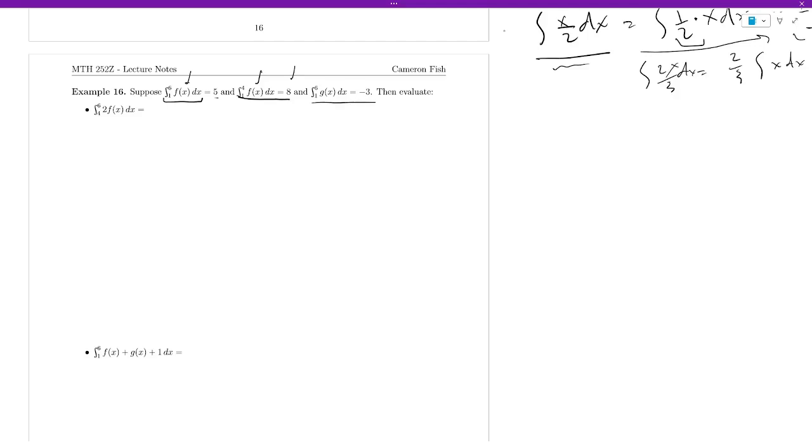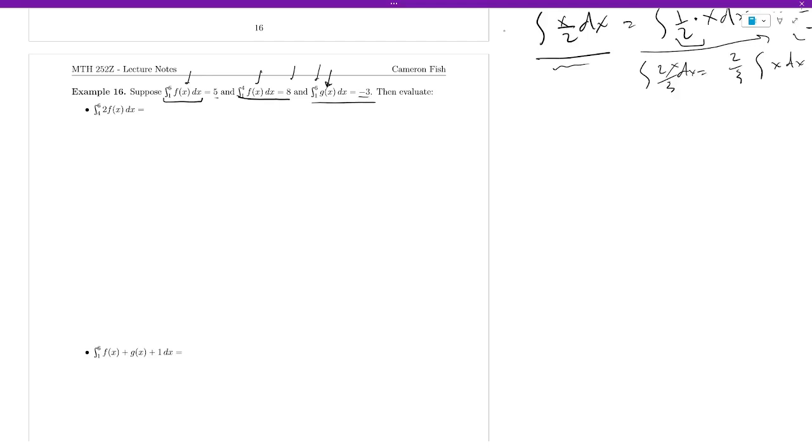And now this third one, it's a new function. It's important that it's a g instead of an f. This is a second mystery function named g. What do I know about it? I know that when I integrate it from 1 to 6, I apparently get negative 3.